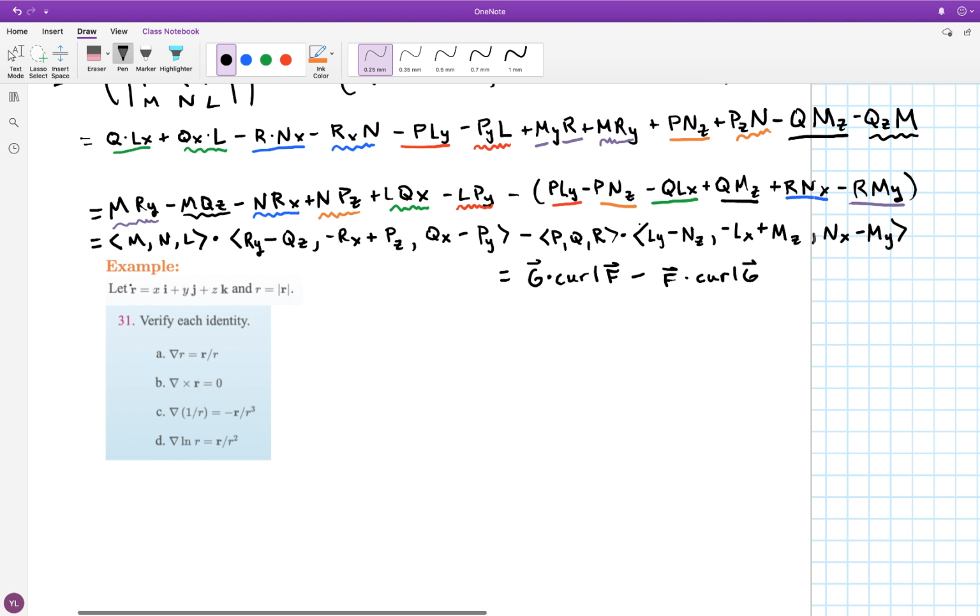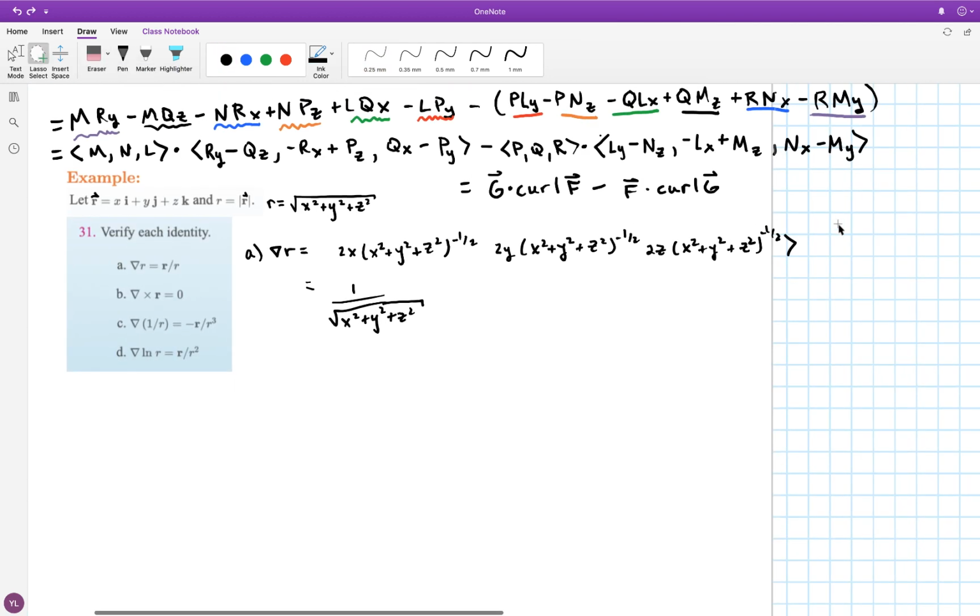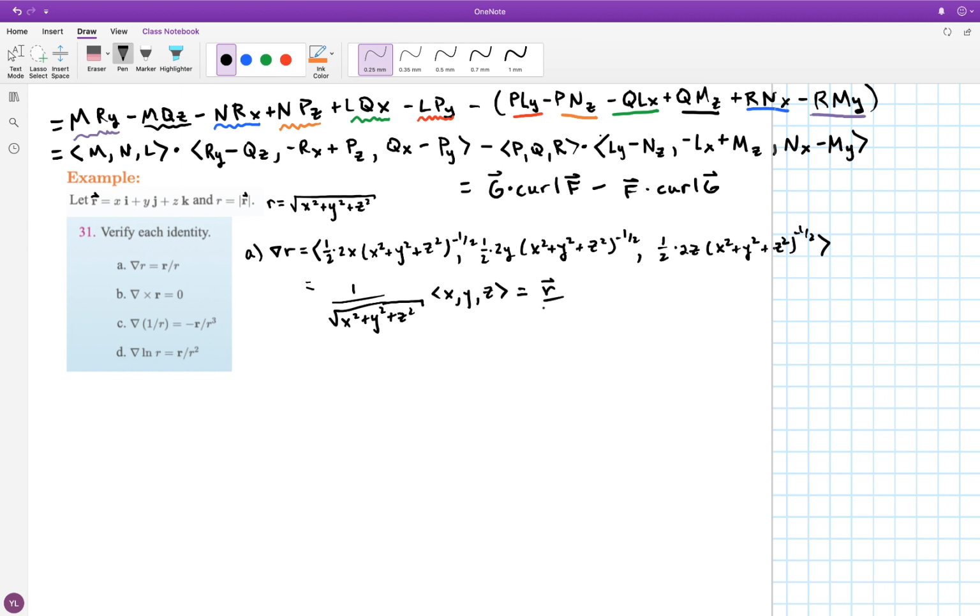So in this example, we're given a vector field. This is a 3D vector field R, with component functions x, y, and z, and r is standing for the magnitude of that vector field. So r in this case is the square root of x squared plus y squared plus z squared. Okay, and I'm going to verify one by one these identities here. So the gradient of this multivariate function r is supposedly equal to the vector field divided by r. Well, indeed, we have the gradient of this r function is our vector field divided by its magnitude.